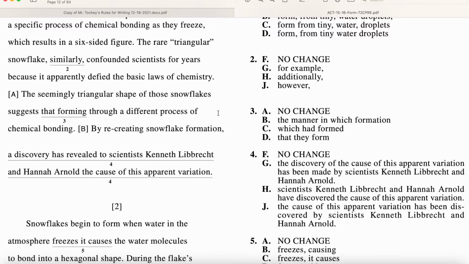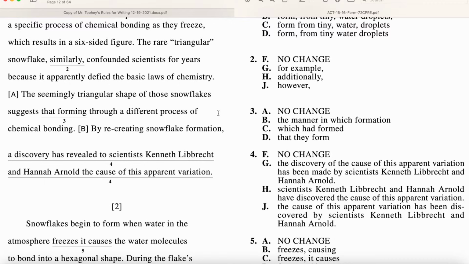How does the underlined portion sound? It feels like it's not in the right order. Yeah, there's something off. You don't have to know exactly what it is. I'll tell you what it is in just a little bit. But it doesn't sound great. Something feels off. Let's try G. Plug into the whole sentence. By recreating snowflakes formations, the discovery of the cause of this apparent variation has been made by scientists Kenneth and Hannah Arnold. How's answer choice G sound? This does not sound good. It doesn't sound good either. It's just kind of confusing.